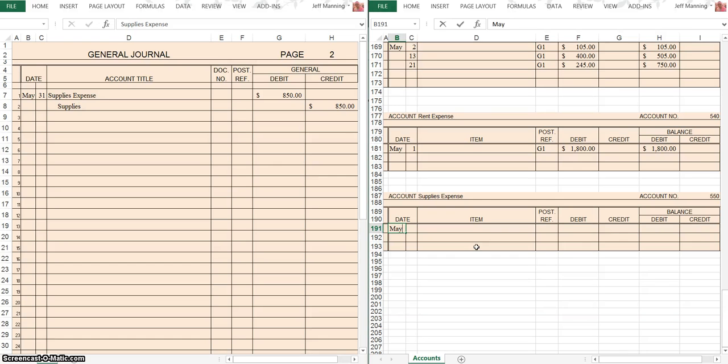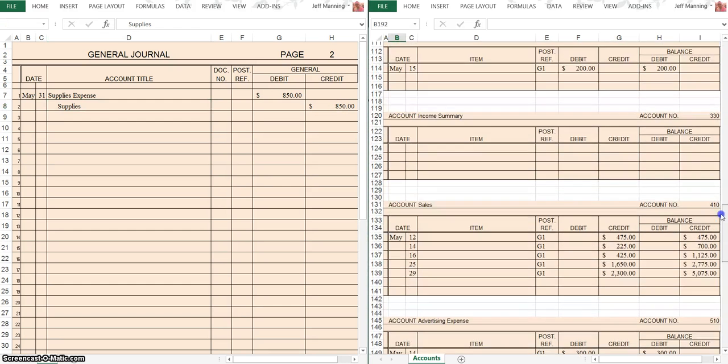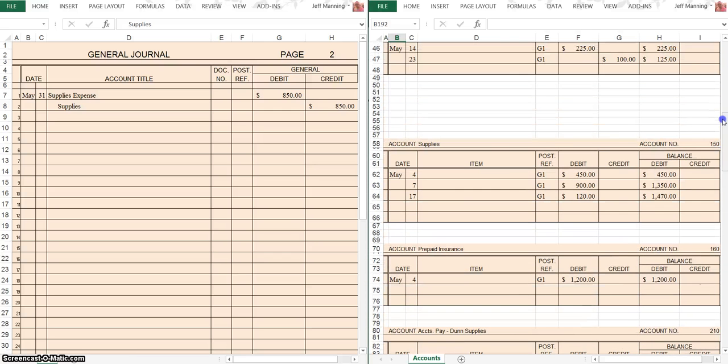So I record May 31st. It was a debit of $850. And since I do not have any balance yet, I'm going to record another debit of $850 for my balance. I also did a transaction for supplies. It was a credit of $850. So I'm going to go all the way back to my supplies account. May 31st. Credit $850.